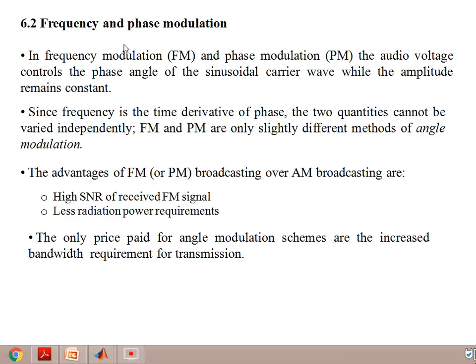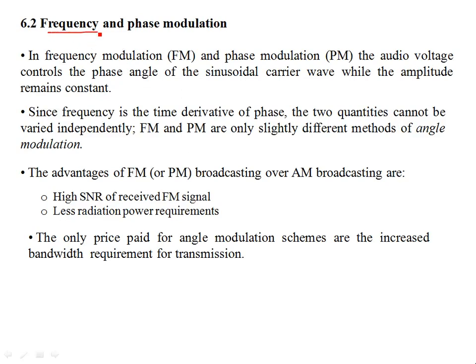Let's continue our discussion with frequency and phase modulation. You see, in frequency modulation (FM) and phase modulation, the audio voltage controls the phase angle of the sinusoidal carrier. Unlike AM, where the audio voltage was controlling the amplitude, now we are using the audio amplitude to modulate the frequency or the phase of the sinusoidal carrier instead of amplitude. So in both schemes, FM and PM, amplitude remains constant.